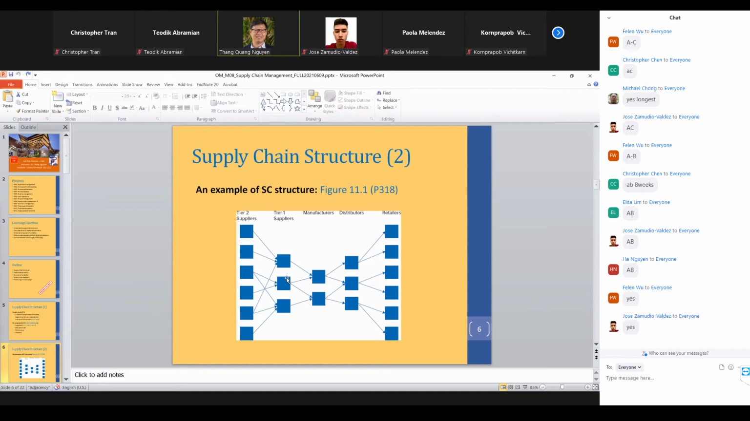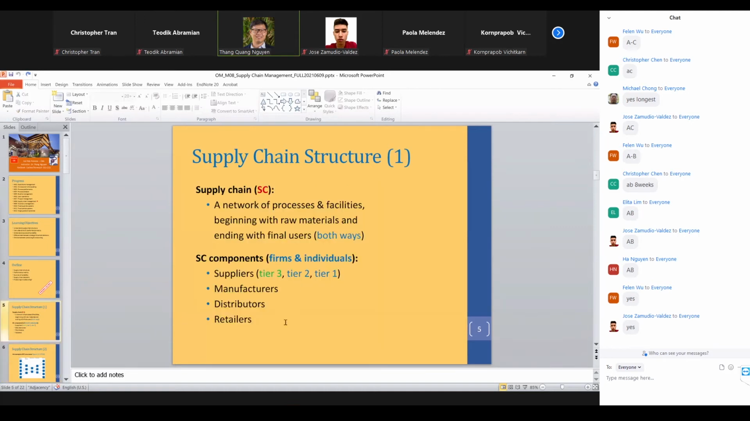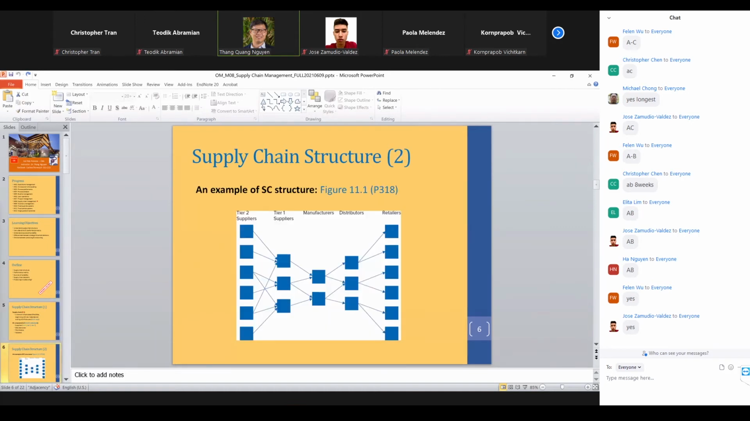So that's one example of how a supply chain might look like. It's not as straightforward as a line like this. It is a mosaic of many companies, of many parts that supply to the supply chain. All right, so I would like to go to the whiteboard to organize our discussion.